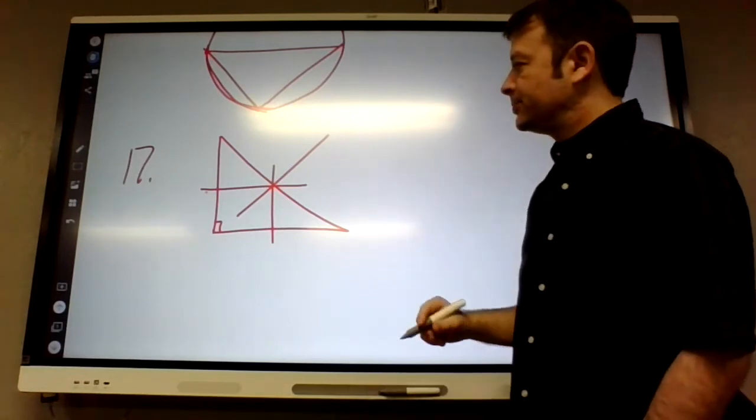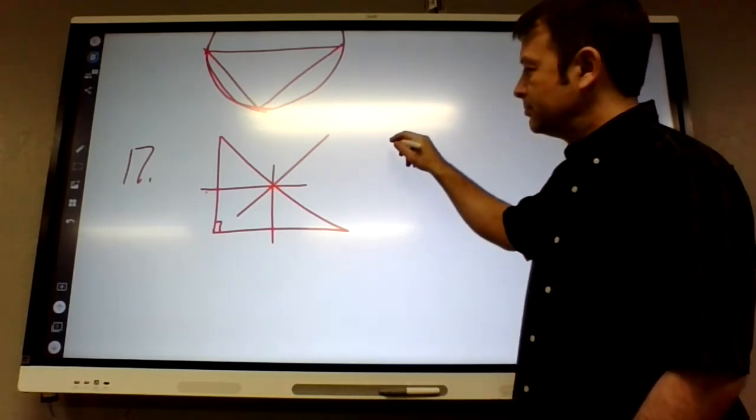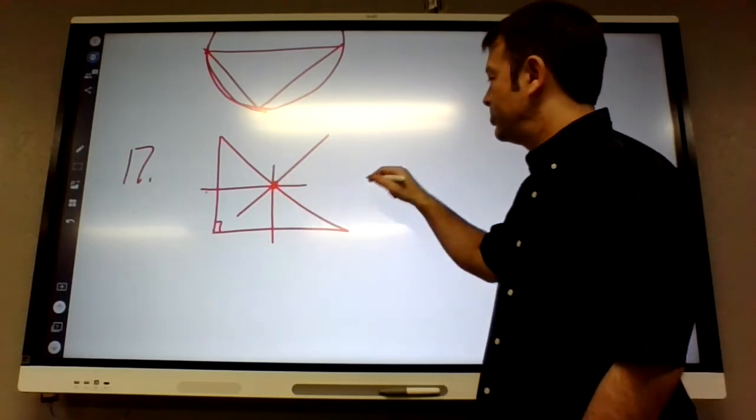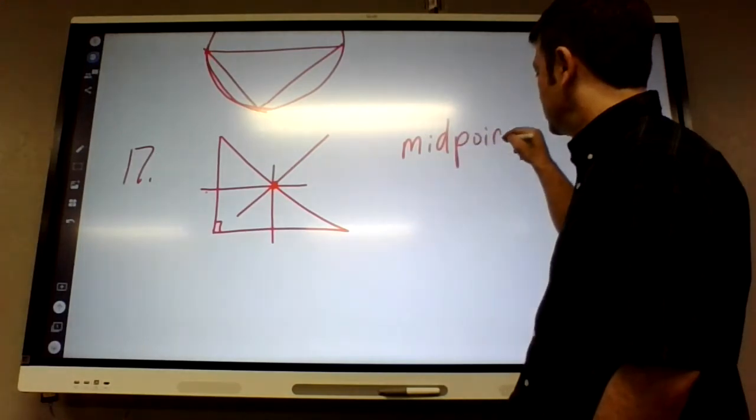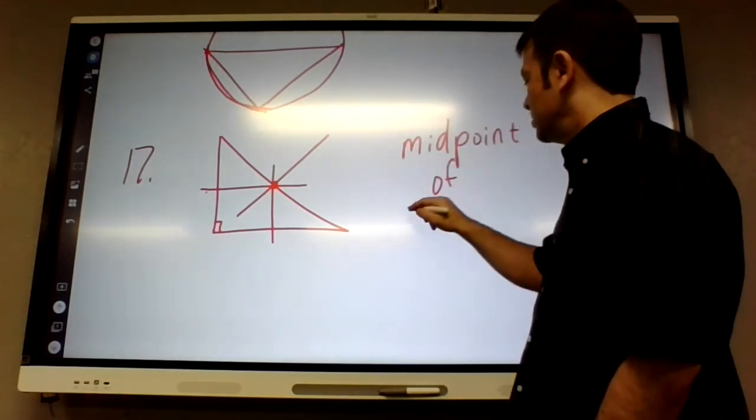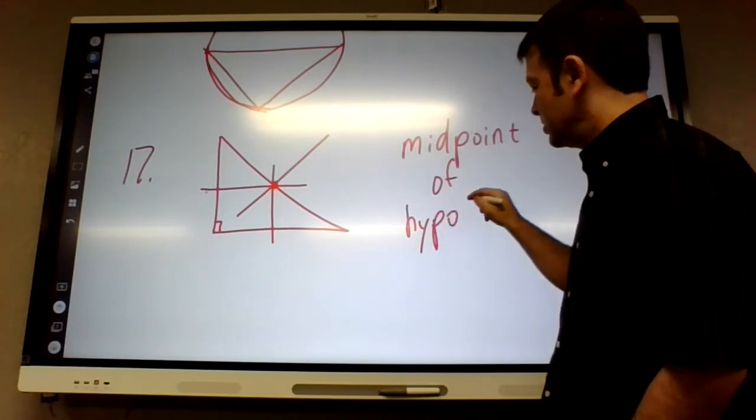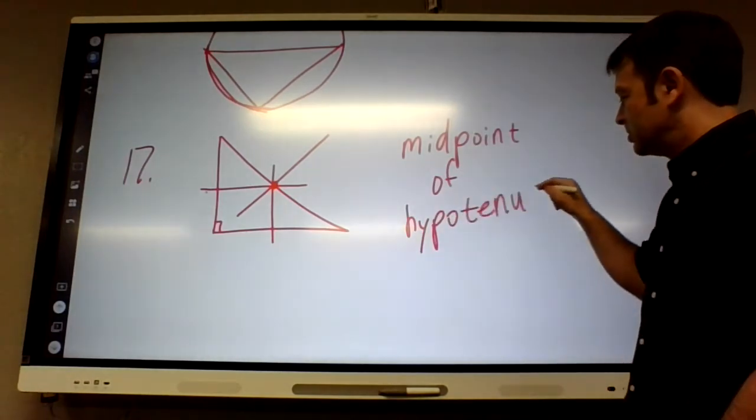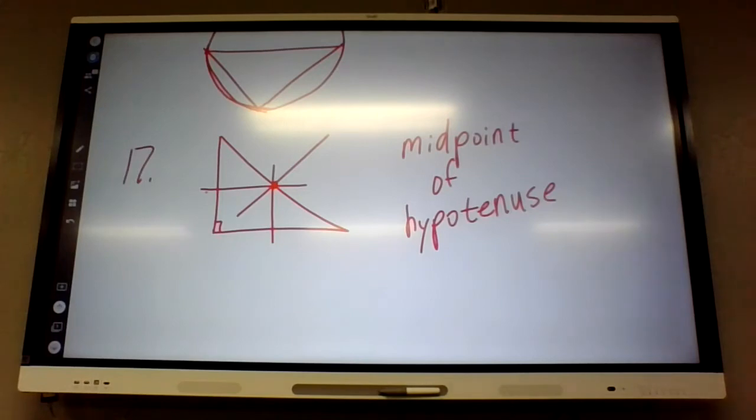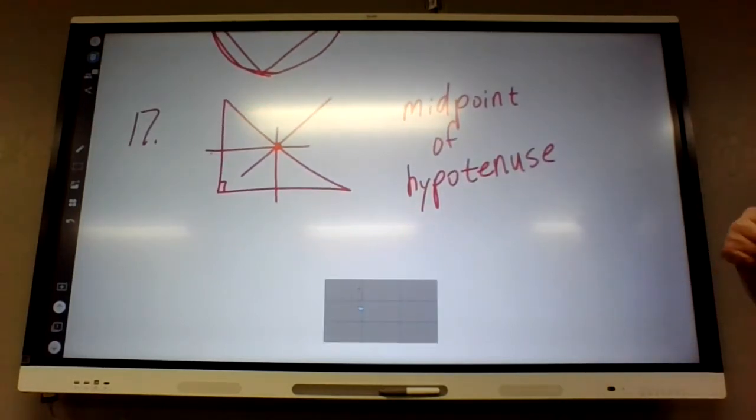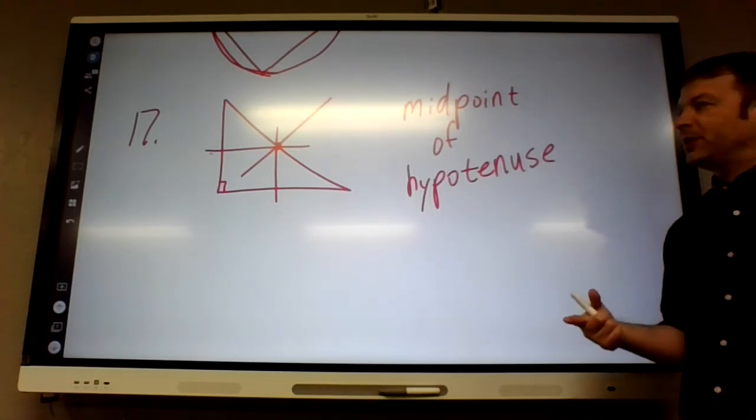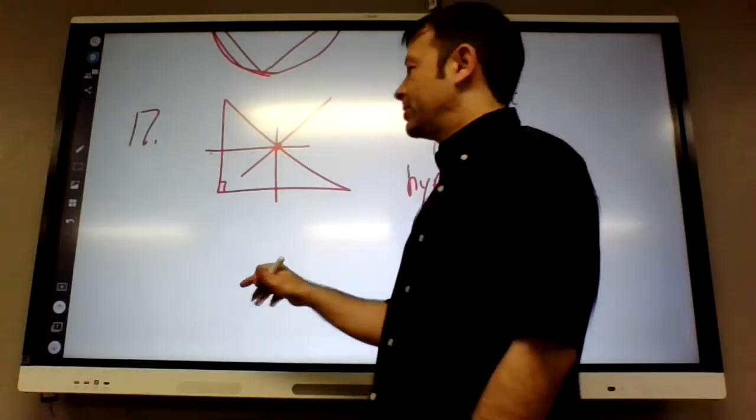Where are they meeting at? Midpoint of hypotenuse. So perpendicular bisector means it's 90-degree angles and it splits them in half. That's what you have to think about as you draw.